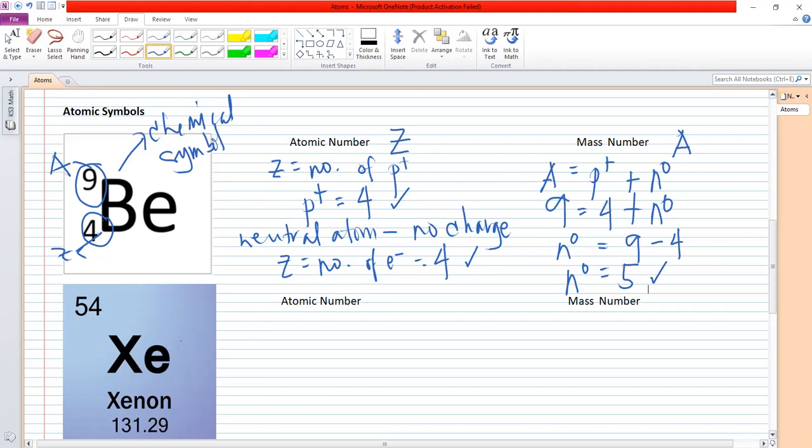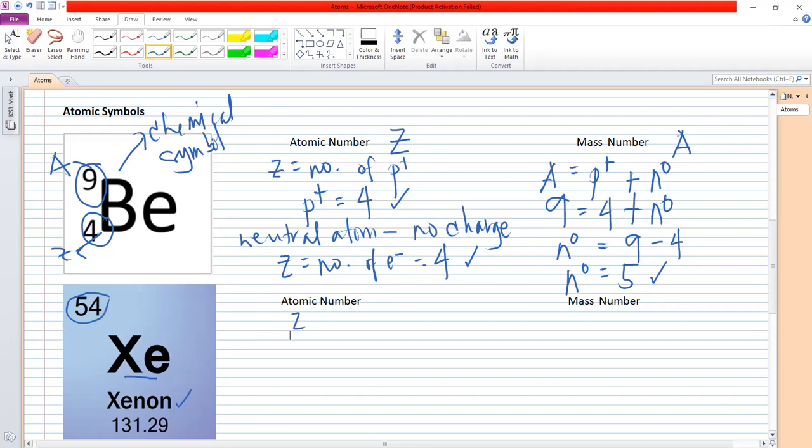Now, let's go to another example here. We have xenon. As you can see here, it has a different format compared to beryllium. This one comes from the periodic table of elements. This one is the chemical symbol. This one is the chemical name. Now, where can we see the atomic number? This one is your atomic number.